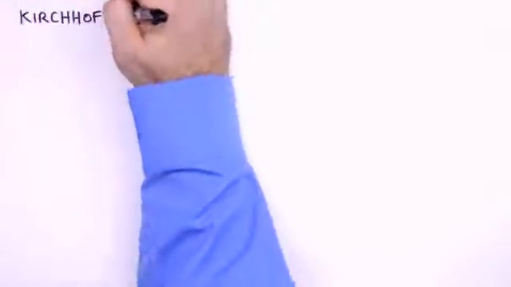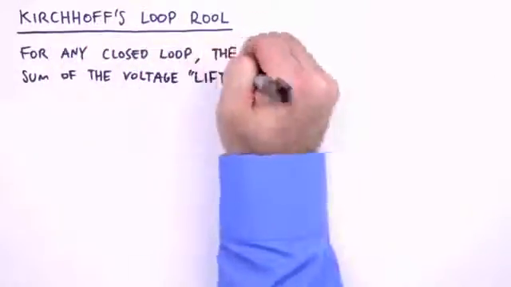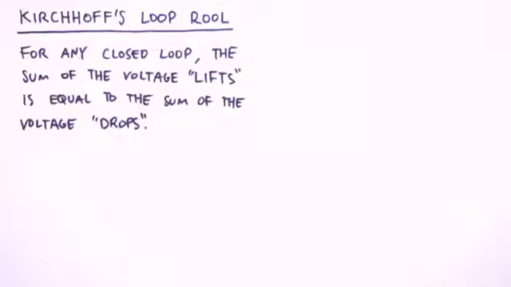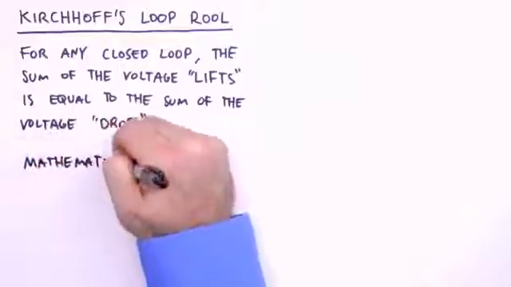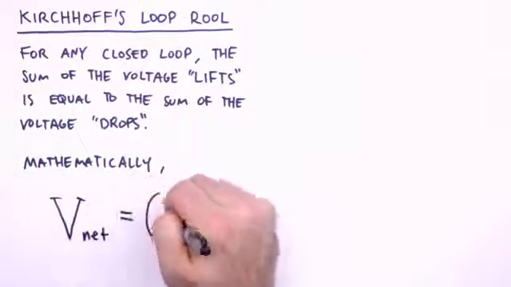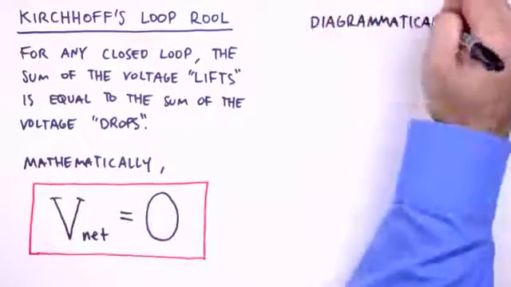Got it? Good. Now let's examine Kirchhoff's other rule, the loop rule. The loop rule states that for any closed loop, the sum of the voltage lifts is equal to the sum of the voltage drops. We'll define a closed loop as any continuous path in the circuit which ends where it started. The loop rule stated mathematically is the net voltage for a closed loop equals 0. Okay, now let's look at a simple circuit to see how we apply the loop rule.